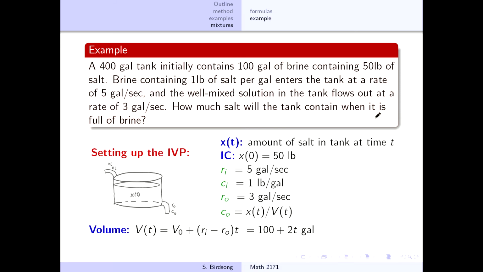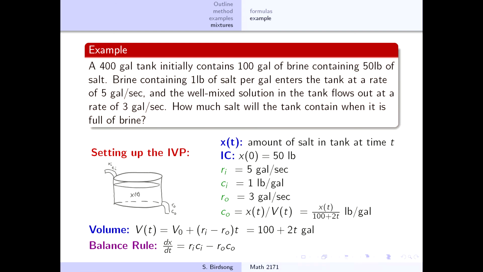Okay. Now, what does this tell you? This tells you that we now have a formula for concentration leaving the tank, which would be X. Still don't know X. That's the thing you'd solve the differential equation for. But now divided by volume, and we now know volume is 100 plus 2T.